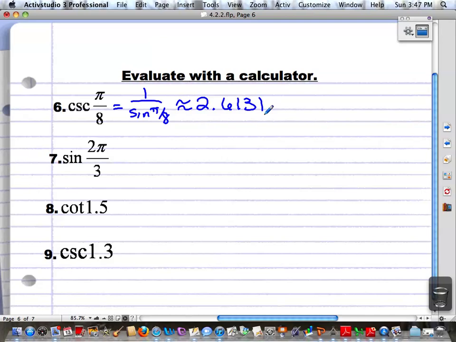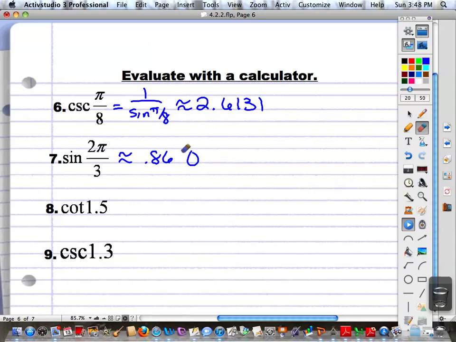So problem number 7, sine of 2 pi over 3. That's the sine, and the sine function is one of our keys on the calculator. So I'm going to go sine 2 pi divided by 3, enter, and I get 0.8660. So the sine of 2/3 pi is approximately 0.8660.